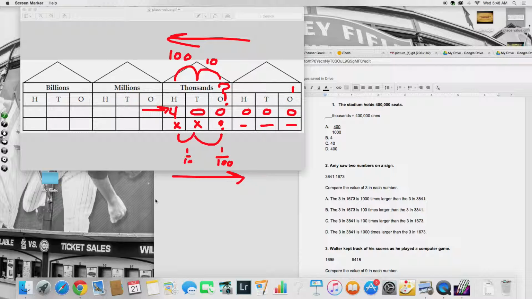So if we were to take, I don't want to write it up here, but let me put it back down here. 400,000. Let's take 2 of these spots away. Get rid of them.